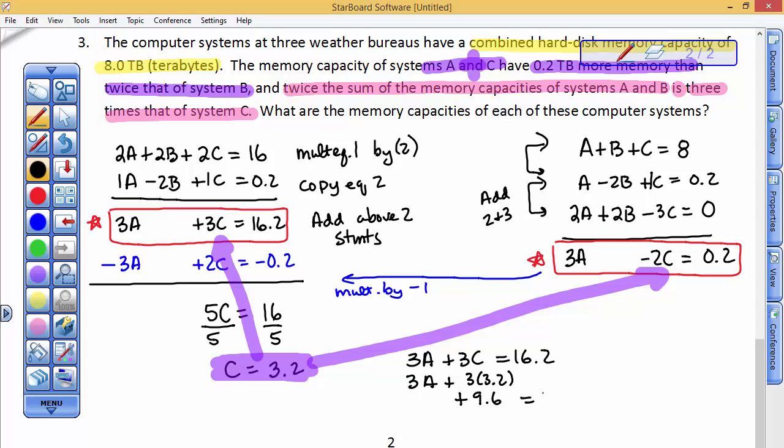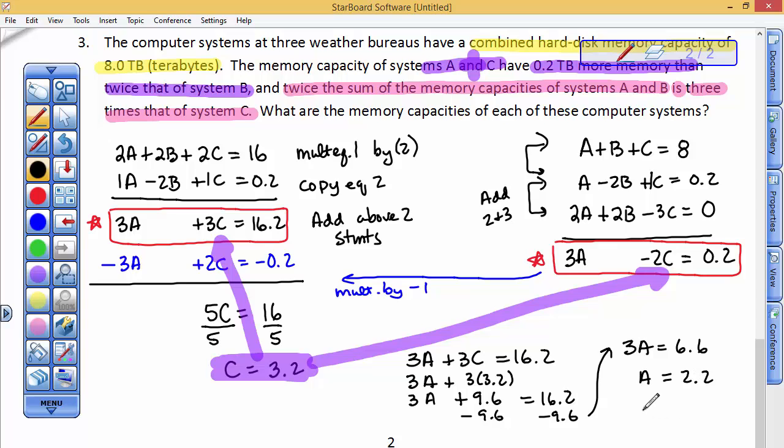And if you don't mind, I'm not going to show all the work. I'm going to subtract 9.6 from both sides. Heck, I'll go ahead and try. So I have 3A equals 6.6, I think. And you divide by 3, and you get A is 2.2.